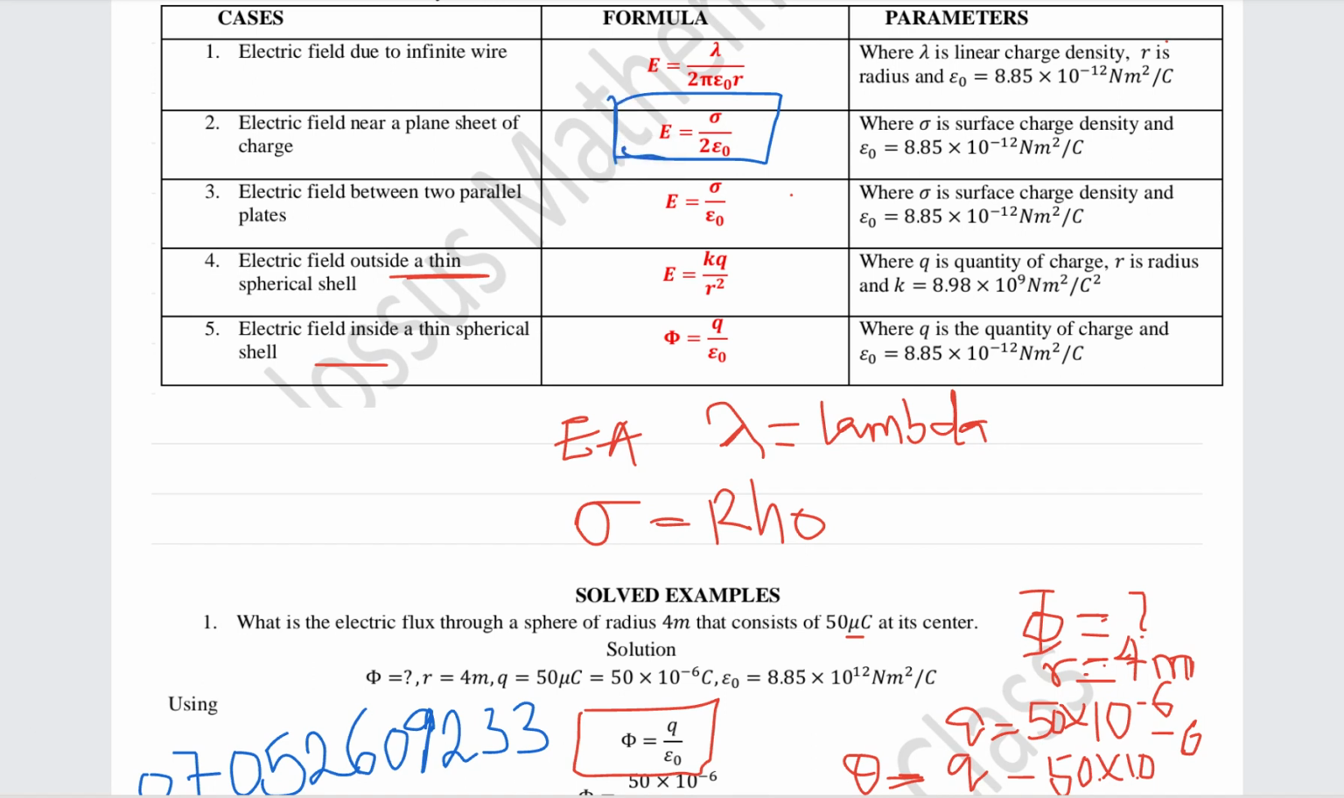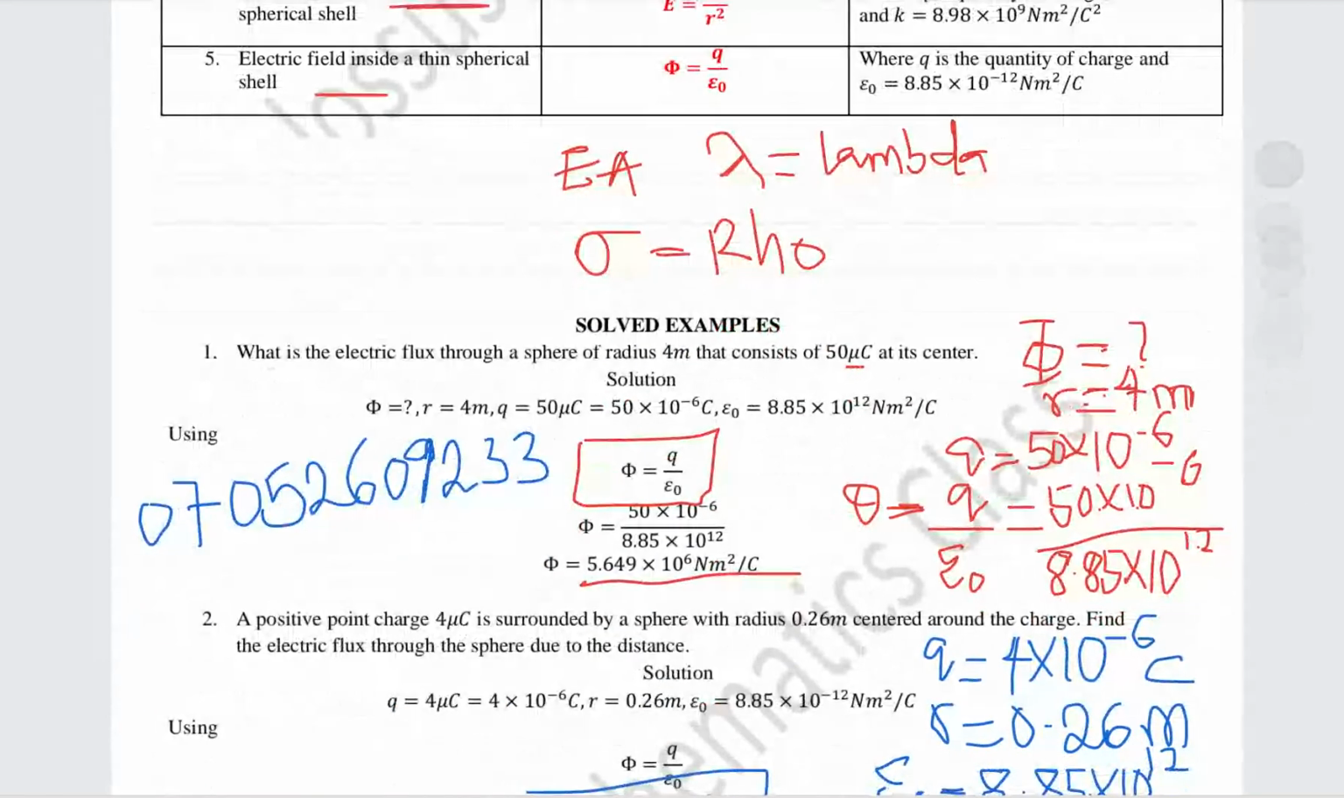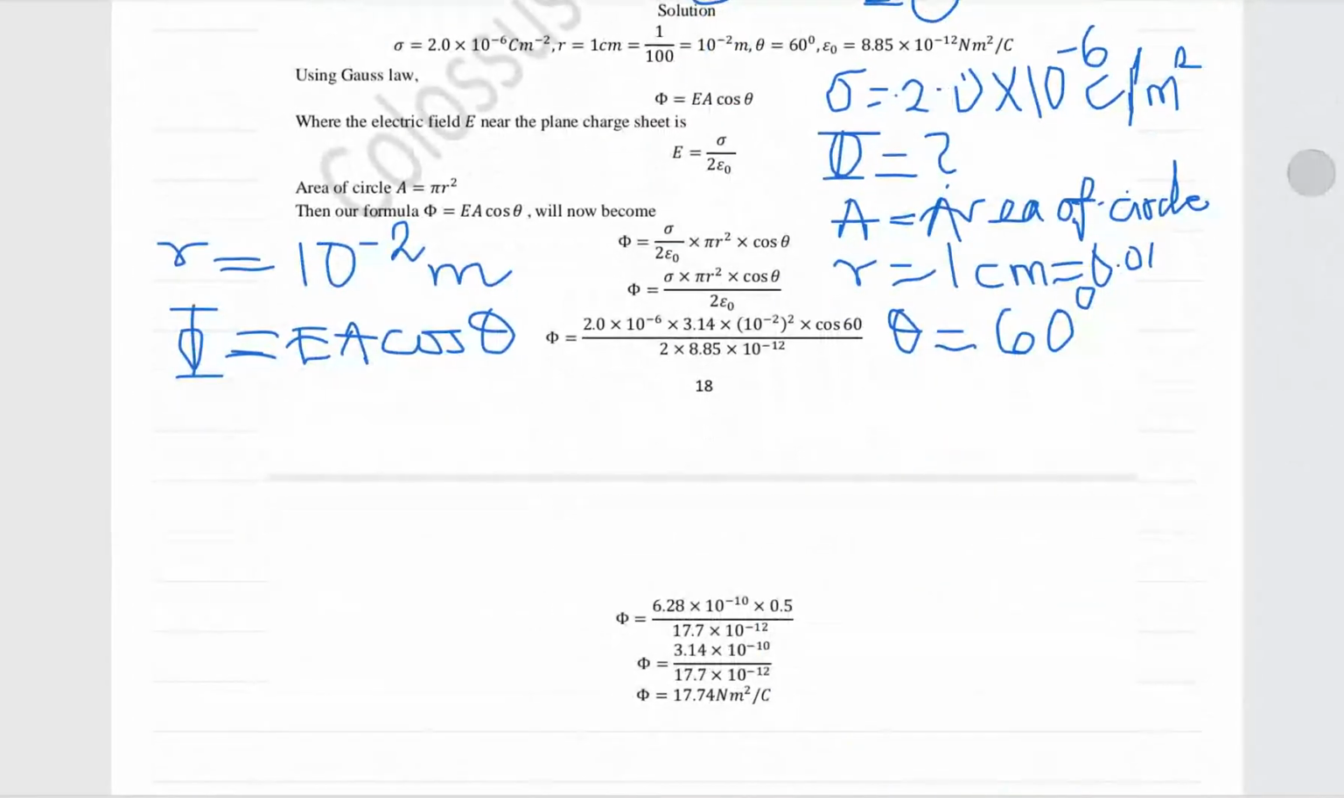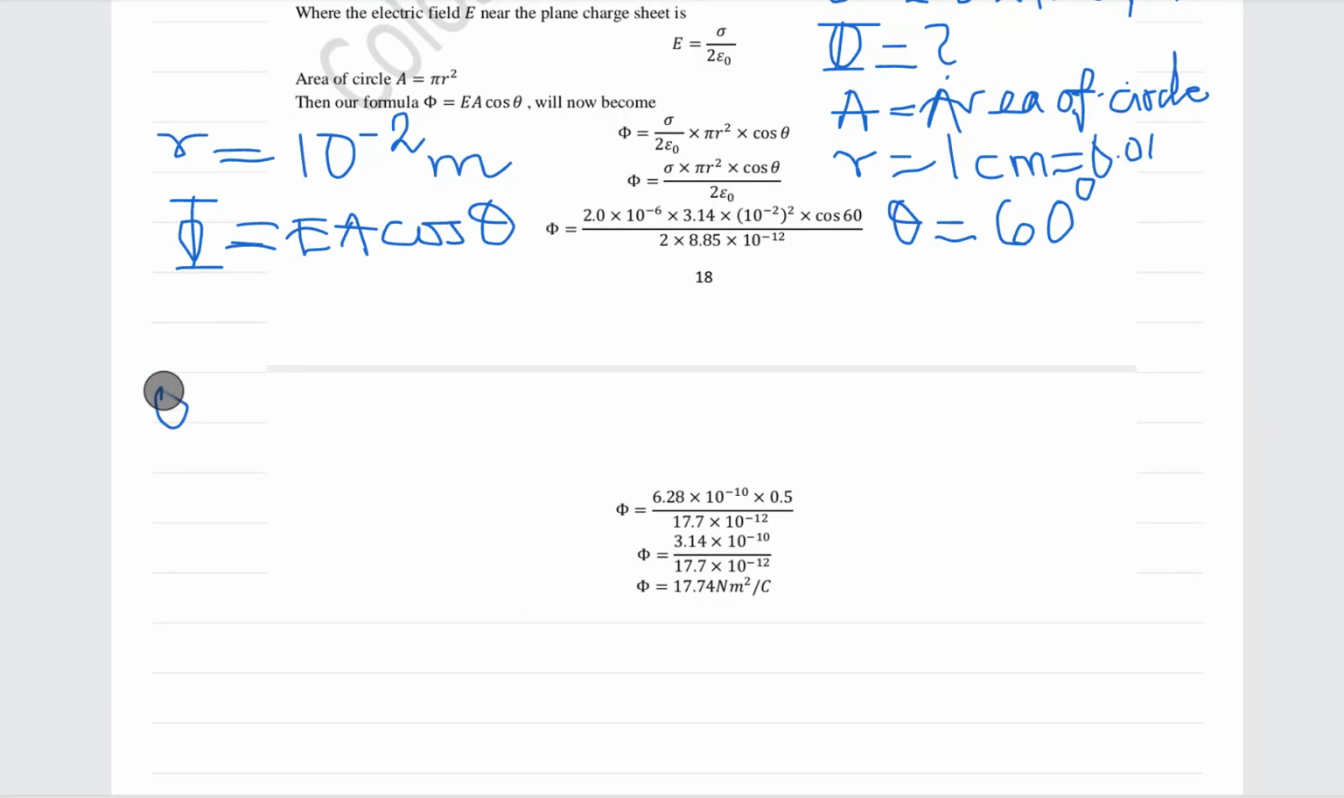So our E in this particular place is rho over 2 epsilon naught. So if I want to write my formula, I will have phi equal to E, and our E is rho over 2 epsilon naught. Then our A, you can see our A is what?